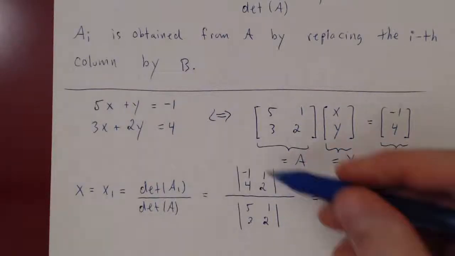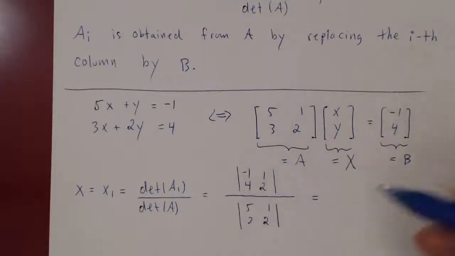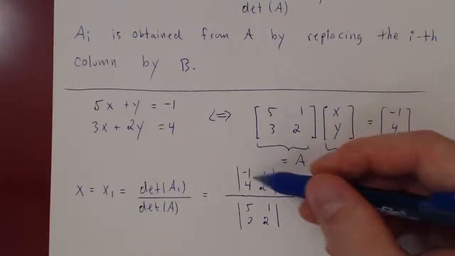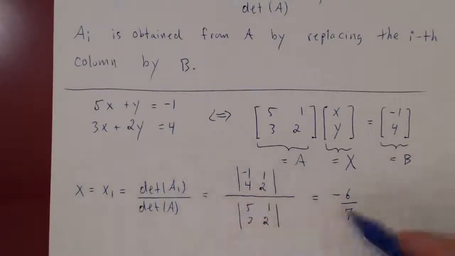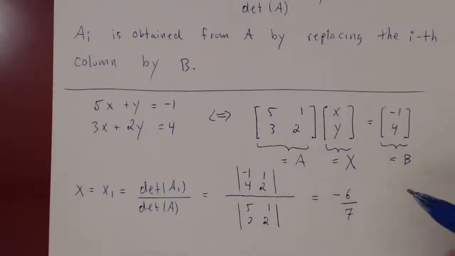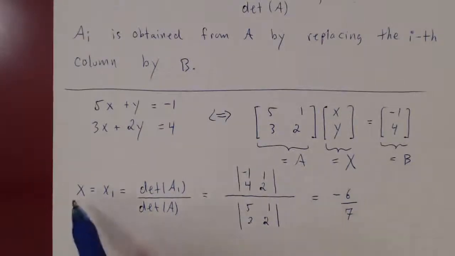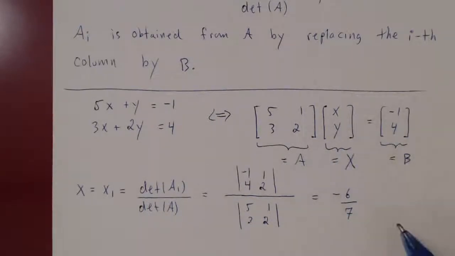And now we have quite simply the ratio of 2 by 2 determinants, so ad minus bc in both cases. So what do we have on top? -2 minus 4, that's -6, over 10 minus 3, that's 7. And there you have it. x is equal to -6 over 7. And we have no idea what y is, and that's the nice thing about Cramer's rule. It allows you to solve for a variable independently of the other variables.